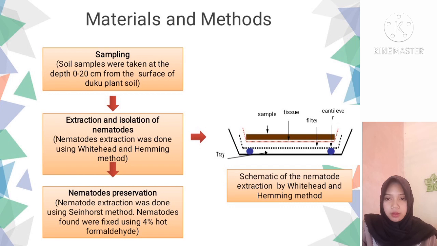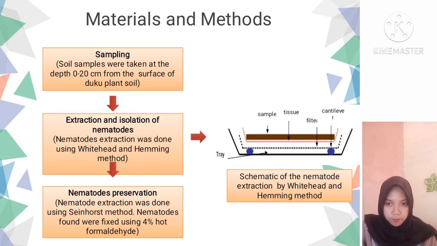Methods. The first, soil sampling. Soil and plant root tissue samples were taken at a depth of 0 to 20 cm because the highest nematode density and population were found at the tip. The taken soil samples are put in plastic bags that have been labeled. Then the soil and root tissue samples were taken to the laboratory to be identified in the biosystematic laboratory.